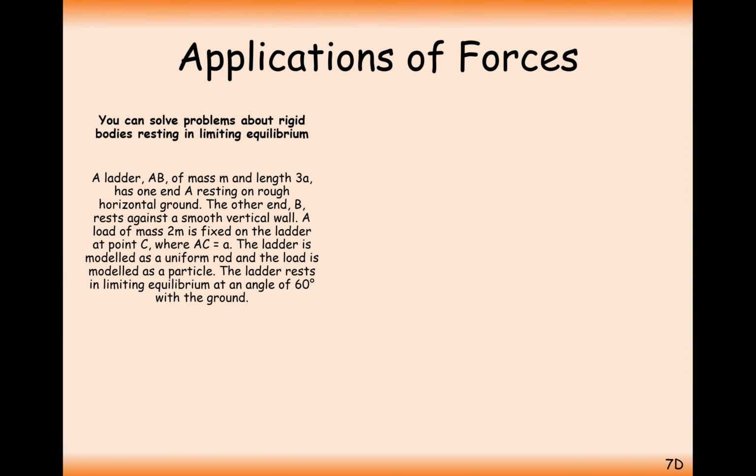Right, okay, so moving on to a different type of question here, where we have now a ladder of mass m kilograms, length 3a, has one end A resting on a rough horizontal ground, the other end B rests against a smooth wall. So just notice here the difference in the terminology here.